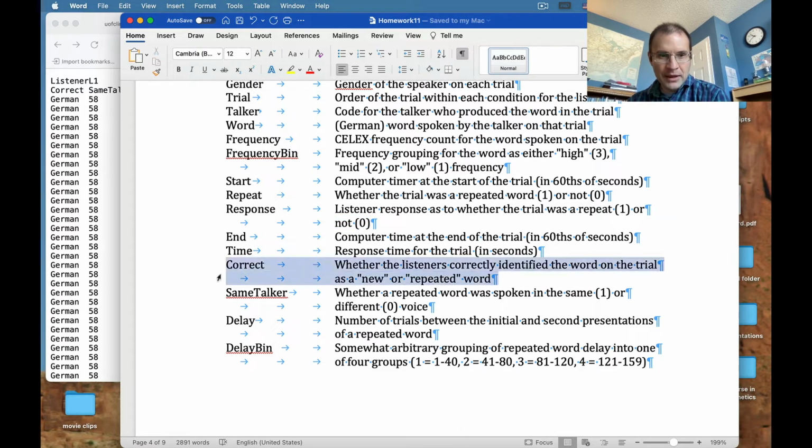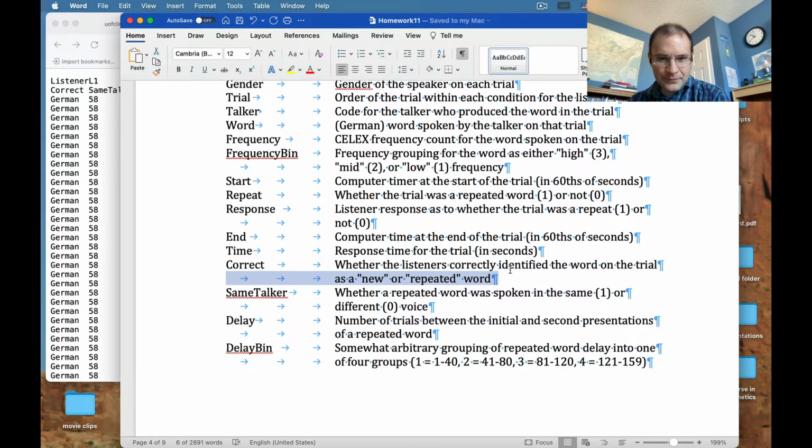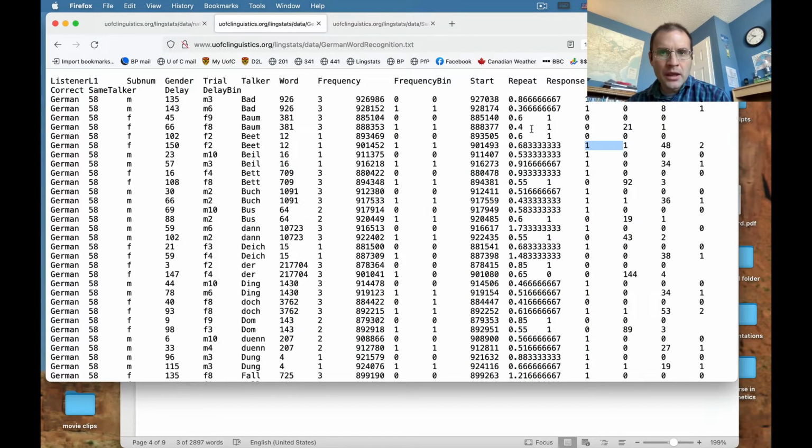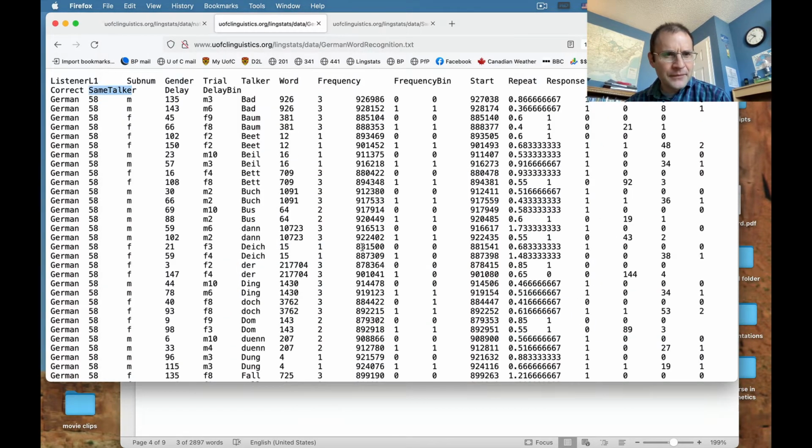I told you about the time. Then there's a field for correct, whether or not they actually identified the repeat or new status of the word correctly. For most of these it's 1, which means they got it correct. Maybe I should put that in here too: 0 for incorrect. It's kind of intuitive to me, but it might not be intuitive to you. There's also same talker. If it's in the same talker's voice, that's a 1. We're getting a bit far afield here, but that's this field up here. If it's the same talker as on the first presentation, it's a 1. If it's a different voice, it's a 0.